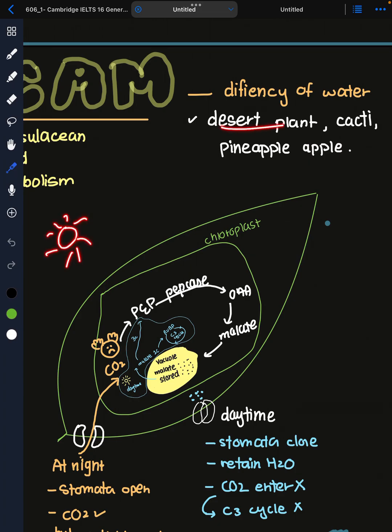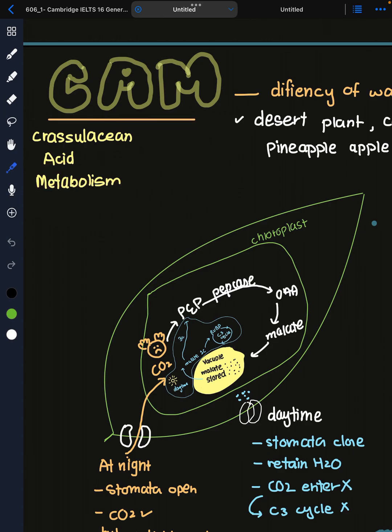In harsh conditions, as we know, deserts are very hot and dry. In those conditions, it's important to avoid the loss of water, because if a lot of water is evaporated from the plant, there would be a deficiency of water, and at last the plant would die. So the desert plants perform crassulacean acid metabolism to avoid water loss in order to survive in hot and dry conditions. The process is very similar to the C4 cycle.